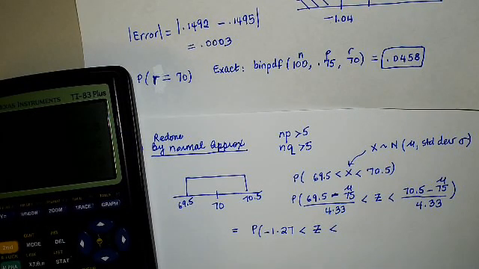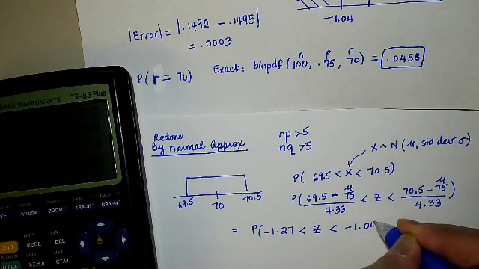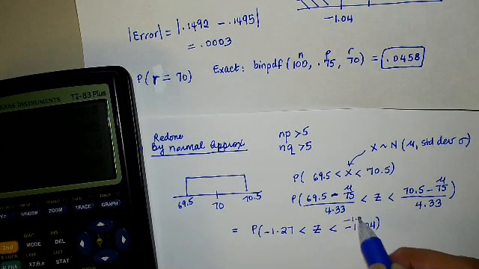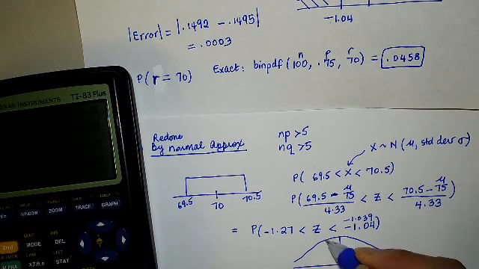Less than z less than (70.5 minus 75) divided by 4.33, which is minus 1.04. Make sure you round to two places because you're about to look up the z table. So minus 1.039 became minus 1.04. And then I will go look these two up.